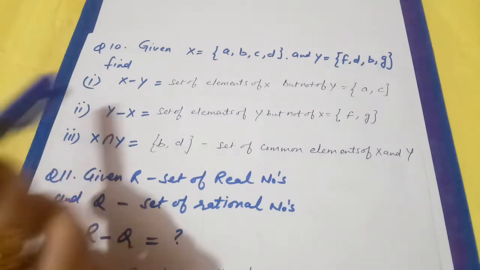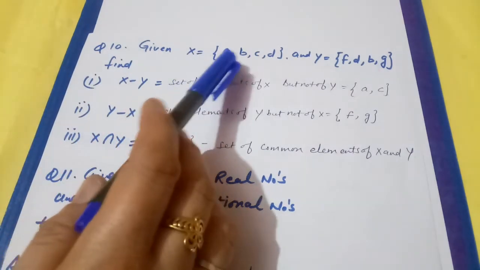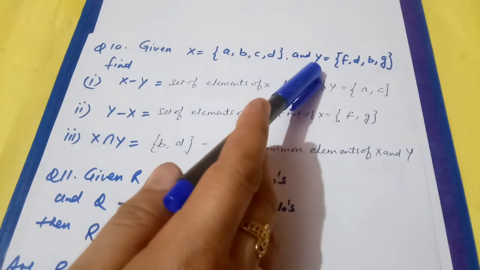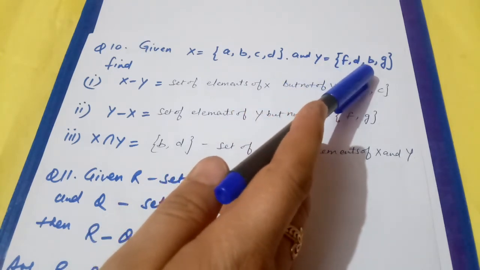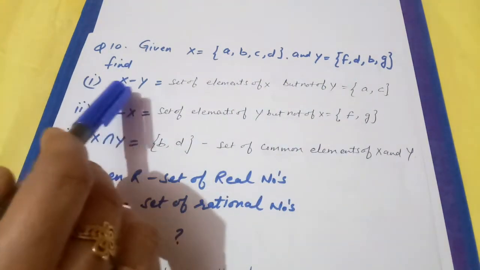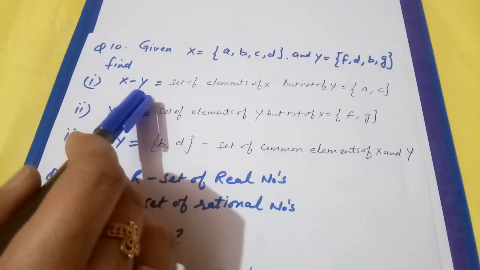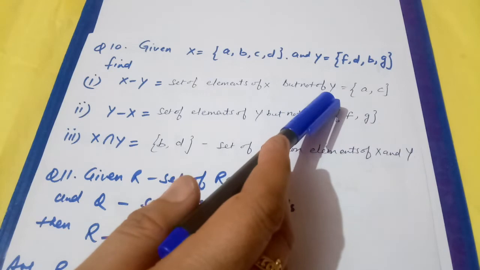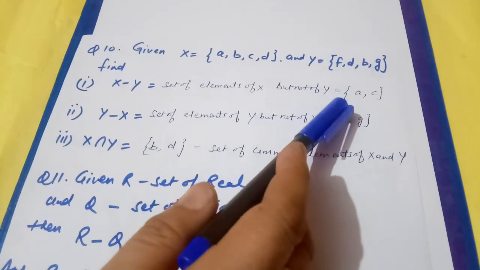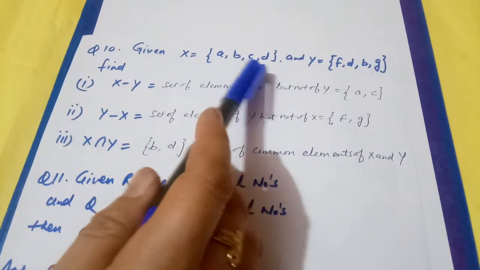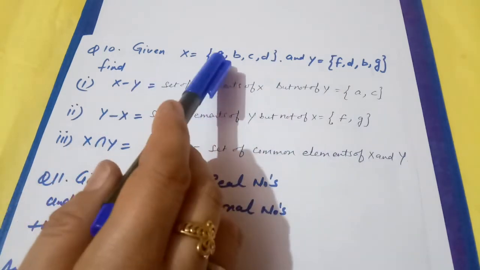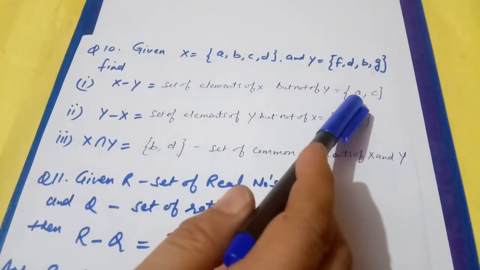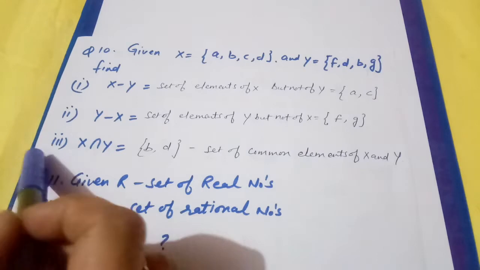Similarly, question number 10 is, here given X set is equal to {A, B, C, D} and Y set is equal to {F, D, B, G}. Now find X minus Y. So as we know, X minus Y is the set of elements of X but not of the elements of Y. And that is equal to, now take the elements of X but not the elements of Y. That is only A and C. It contains two elements, A and C.